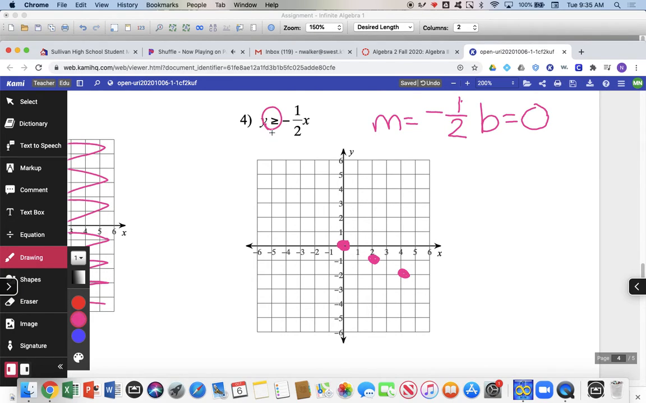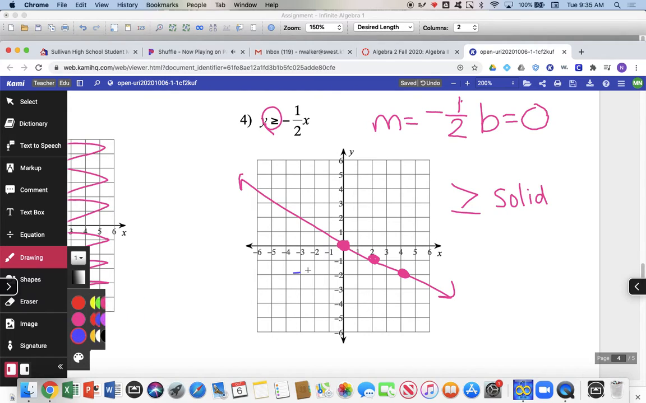Alright, so now we gotta look at that symbol. Greater than or equal to, what type of line are we looking at? Alright, solid. So you should have a solid line going through those points, extend it all the way across. And which way do I shade?